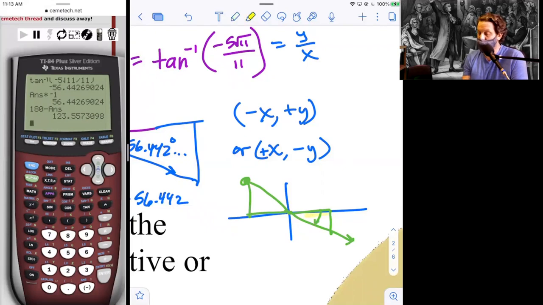Okay, now notice it didn't get to quadrant 4 by going all the way around, did it? The calculator is programmed to be efficient. So it got to quadrant 4, not by going all the way around, but rather by going straight down to it clockwise. All right? And so that's how tangent works.